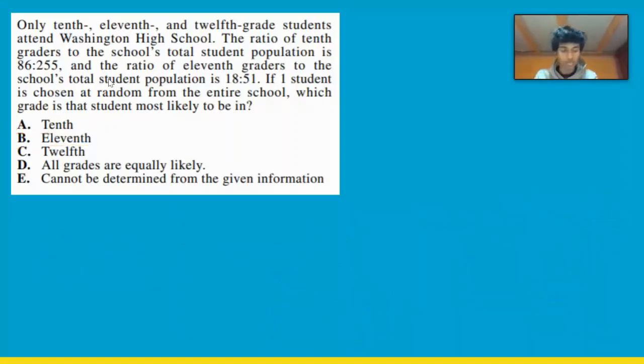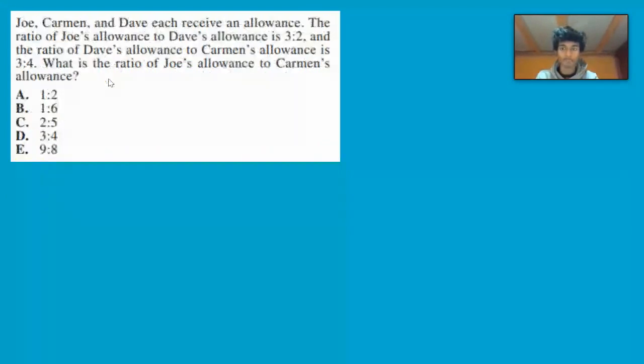Let's take a look at one last example. So we know that the ratio of Joe's allowance to Dave's allowance is 3 to 2. And we know the ratio of Dave's to Carmen's is 3 to 4. We want to know what the ratio of Joe's to Carmen's equals.